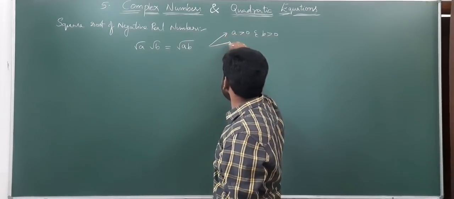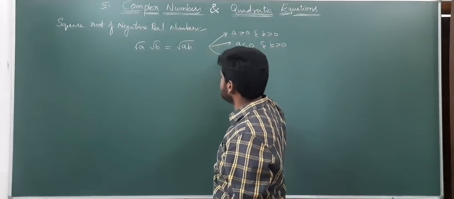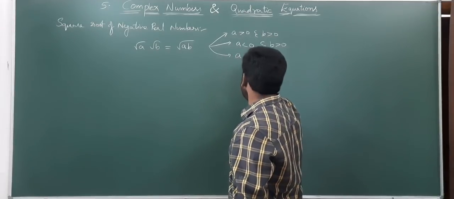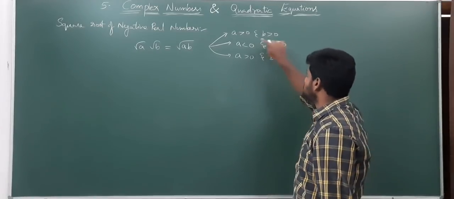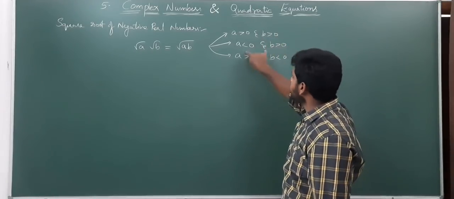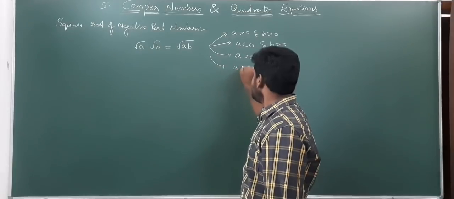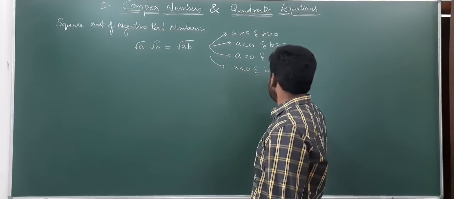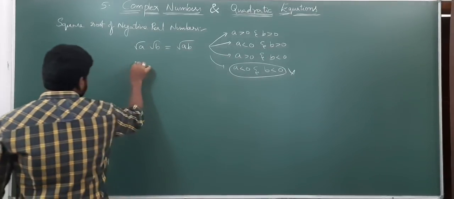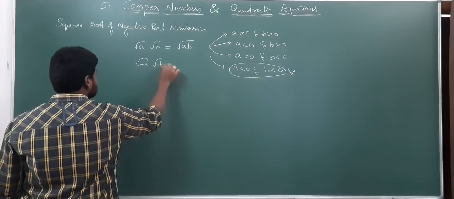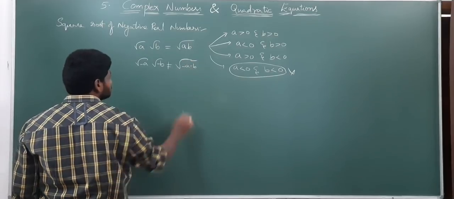Next, if a less than 0 and b greater than 0, it satisfies, and a greater than 0 and b less than 0, again it satisfies. So the cases are: both positive satisfies, one negative and one positive, or one positive and one negative, also satisfies. But when it comes to a negative and b negative, this case won't satisfy. That means square root of minus a into square root of minus b is not equal to square root of minus a minus b.